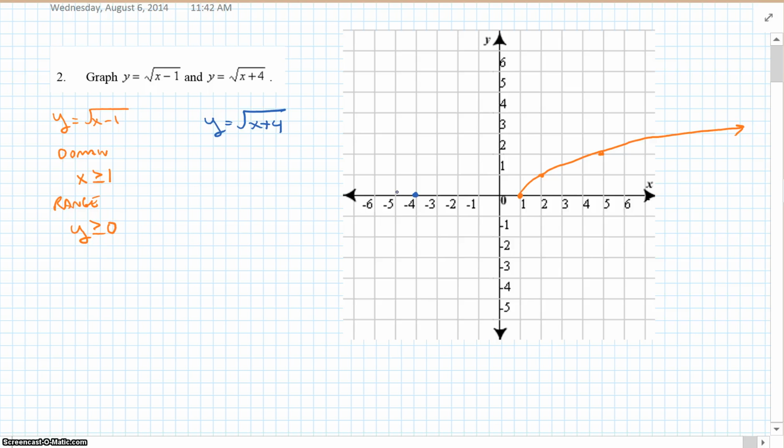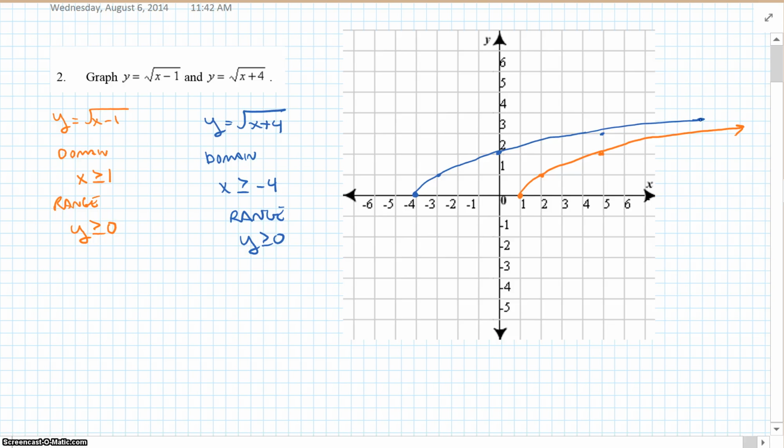Okay? So the domain would be x has to be greater than or equal to negative 4. The range is the same range. Y has got to be greater than or equal to 0. Alright? So when x equals 0, y is 2. And when x equals negative 3, y is 1. So there, we can graph the whole thing again. There you go.